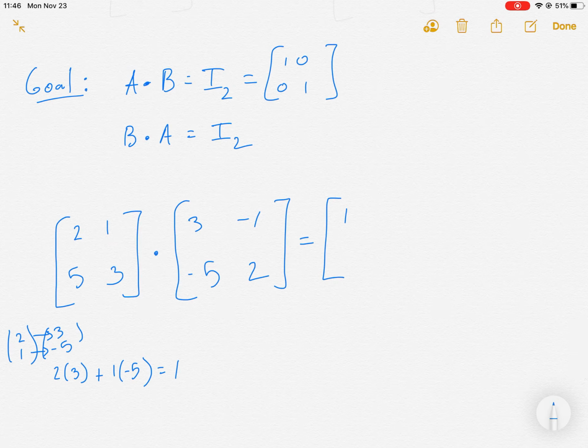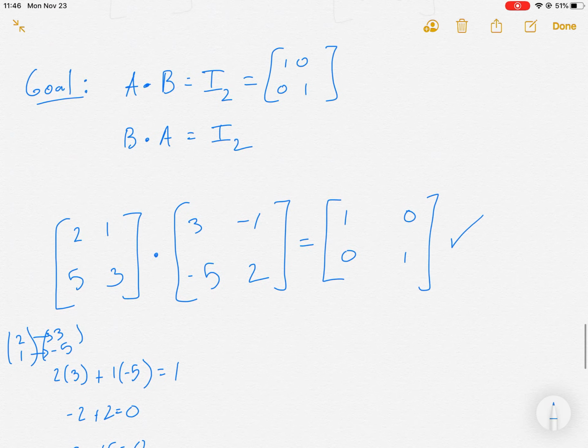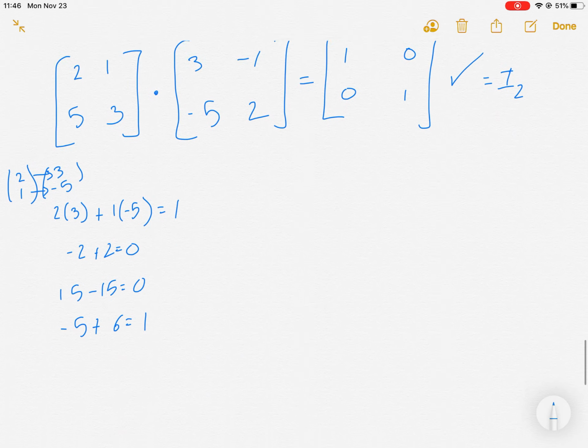The next one's going to be negative 2 plus 2, which will give me 0. That's also good. Next one is going to be 15 minus 15, which is also going to give me 0. And then 5 times negative 1 is negative 5, plus 3 times 2 is 6. So that's 1. So that actually does check out. That works. That is the 2 by 2 identity matrix.